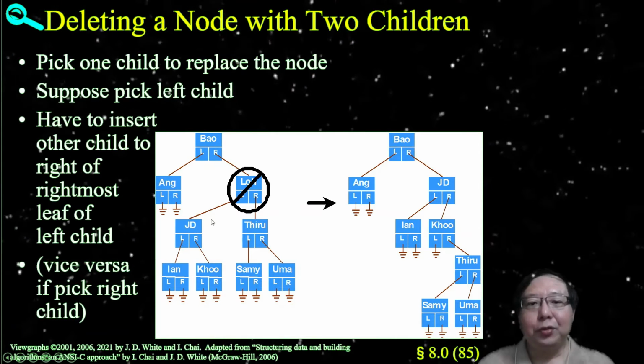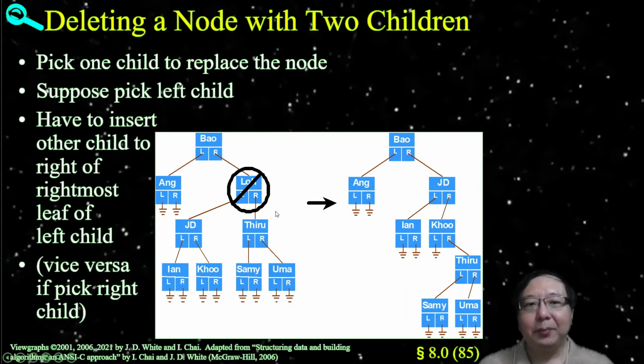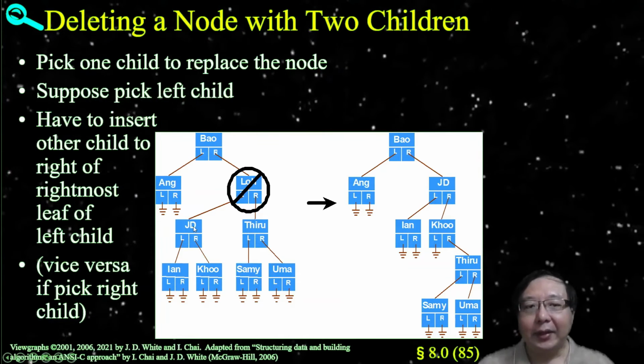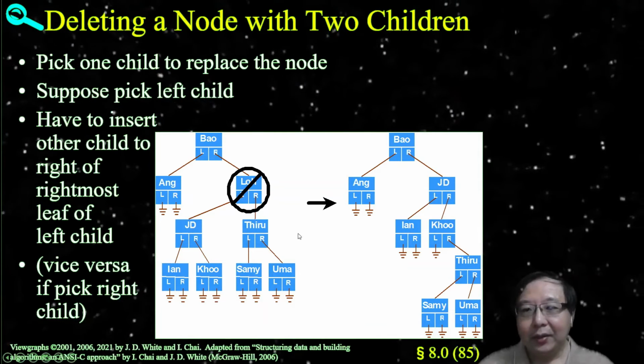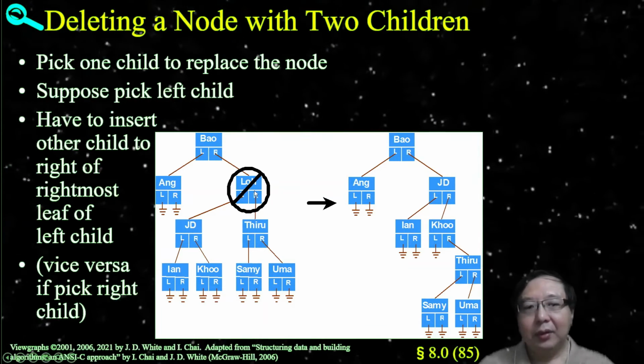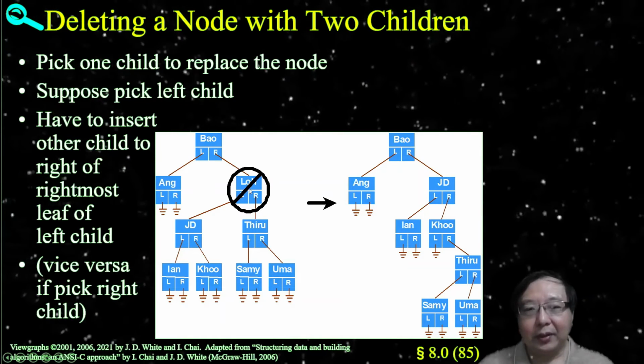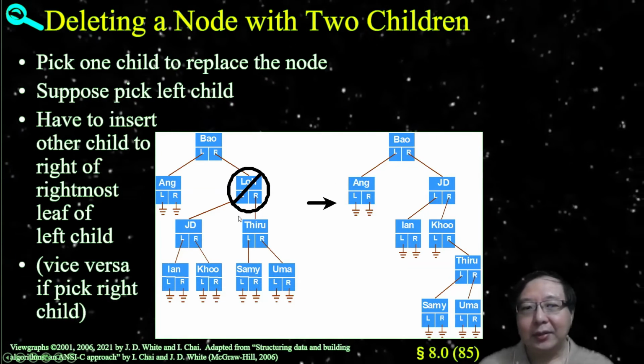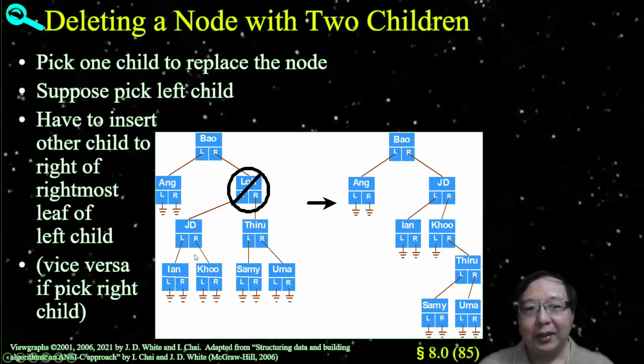And how about if there are two children? Then you have to pick one child to replace the node. If you pick the left child, then JD will become the new head node, the root of this thing. Then we have to insert this one in the correct place in the JD tree.